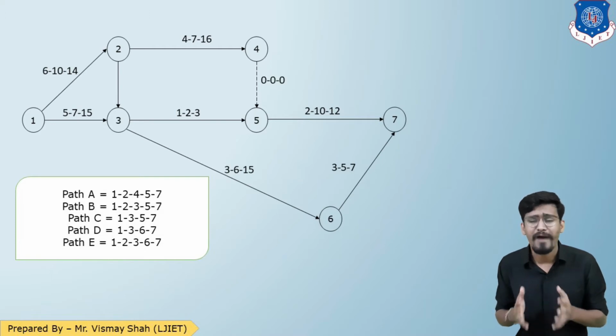To find the total expected time, we know that we need to calculate TE, the individual expected time for each activity of each path. So let us begin with path A. To find TE, we have the formula TE equals TO plus 4TM plus TP divided by 6. So now let us start with path A.